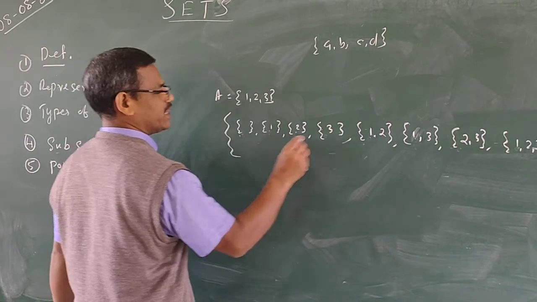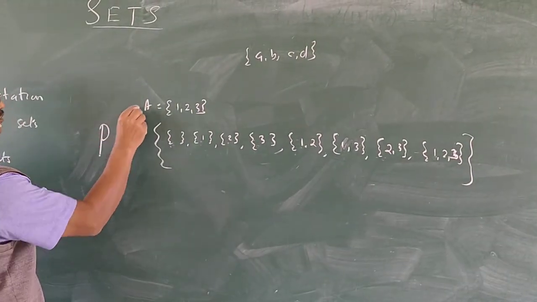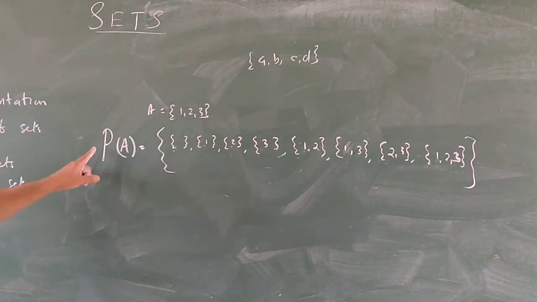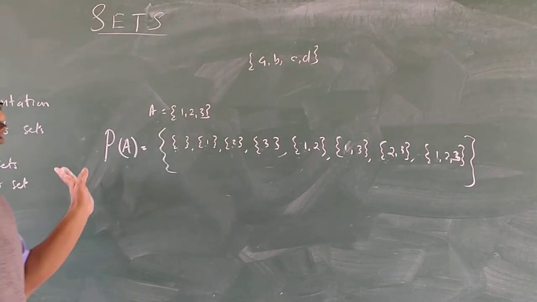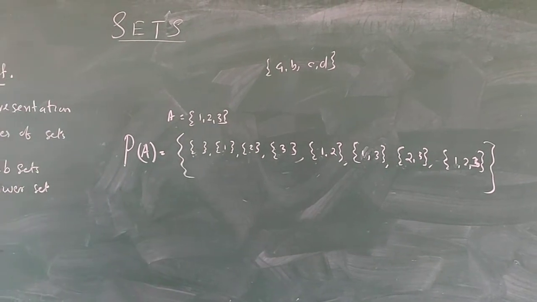All these you put in a set symbol. This is called the power set of A, and it is denoted by this: P(A) means power set of A. And what is the power set? The set of all subsets of the given set is called the power set.